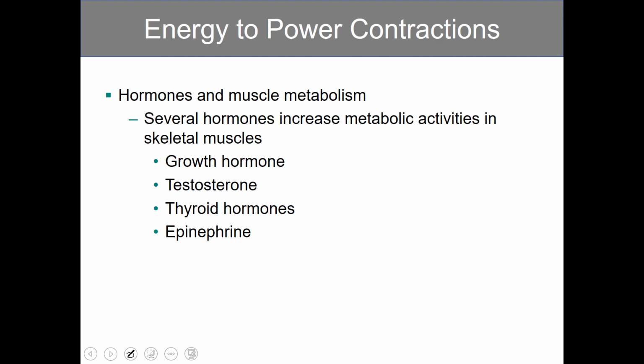There are several hormones that are required for proper muscle metabolism. These include growth hormone, testosterone, thyroid hormones, and epinephrine. And we cover these in great detail in AMP2, so I'm not going to spend time now discussing them, but do know that they are required for normal metabolic activities for skeletal muscles.